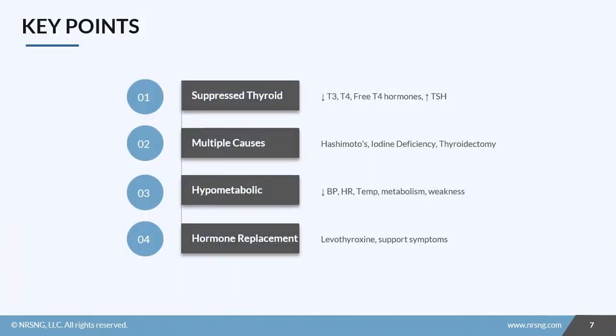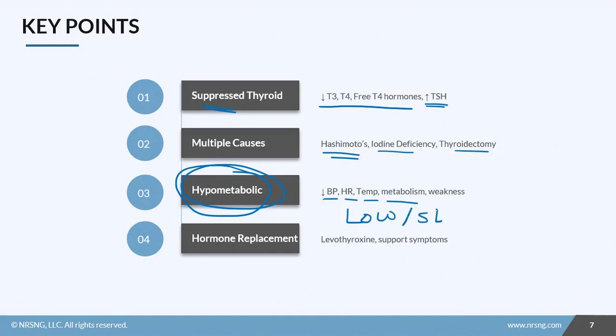So let's recap. Hypothyroidism is a state of decreased thyroid hormones. So we see decreased T3, T4, and free T4, and an increase of thyroid stimulating hormone trying to compensate. There's multiple possible causes. Hashimoto's thyroiditis is one of the most common, as well as iodine deficiencies or full-on thyroidectomies. Remember this word hypometabolic, hypothyroid, hypometabolic. Their blood pressure's down, their heart rate's down, temp's down, metabolism is slow, everything is low or slow. So we want to make sure we replace those hormones, give them that synthetic thyroxine, and support any kind of symptoms, support their hemodynamics, and make sure we prevent that myxedema coma.